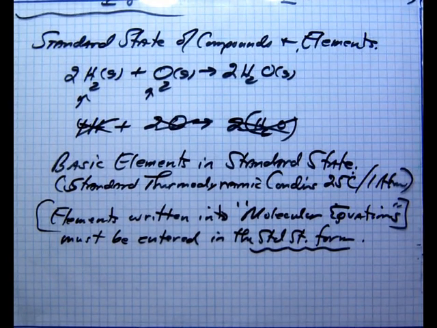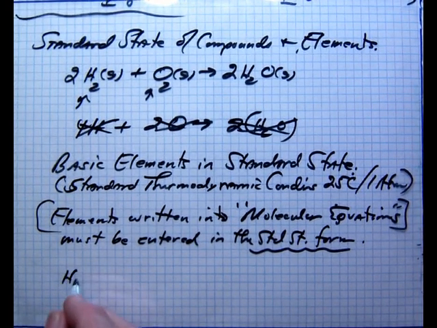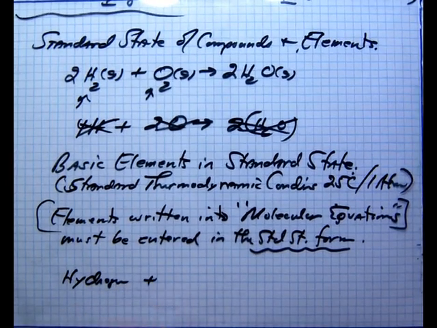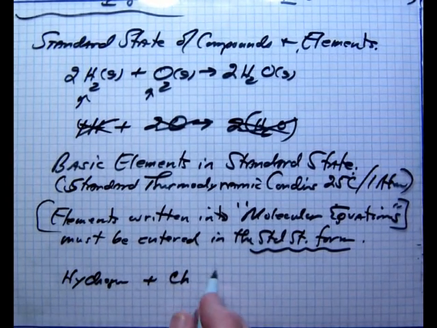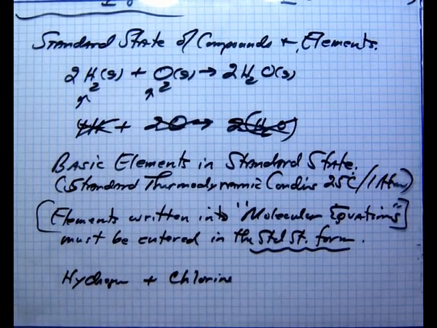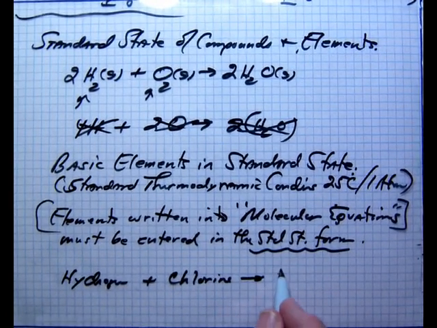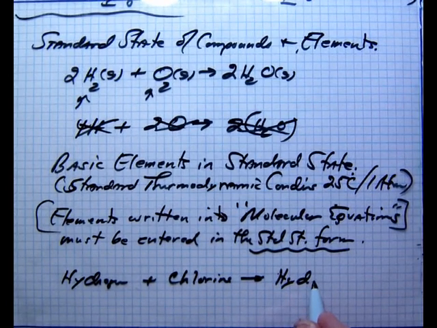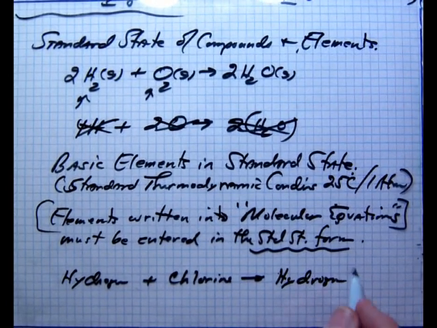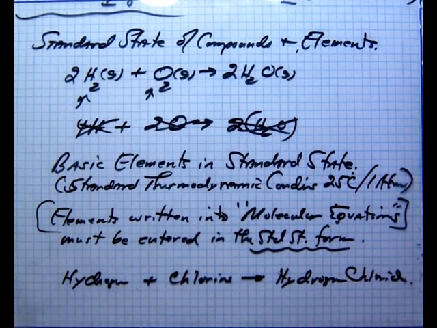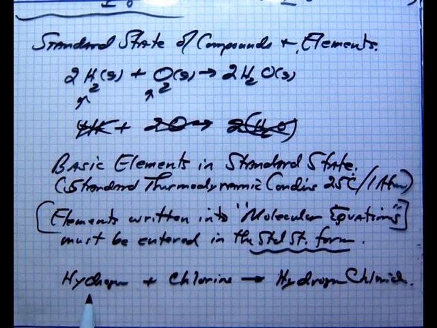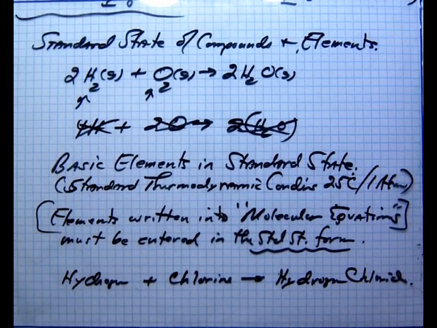So let's say we have hydrogen reacting with chlorine before it enters, and we're going to form a gas, hydrogen chloride. Hydrogen chloride. Well, how do I just put an H and a Cl and HCl? Is that the way I do it? Not exactly.